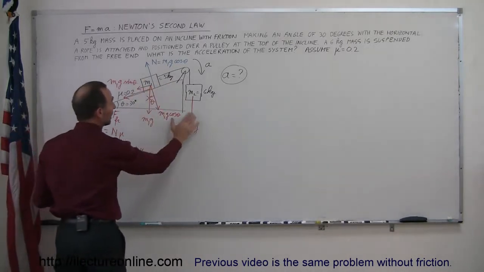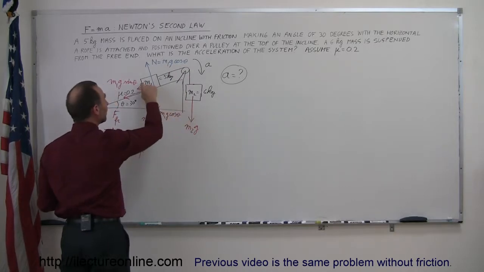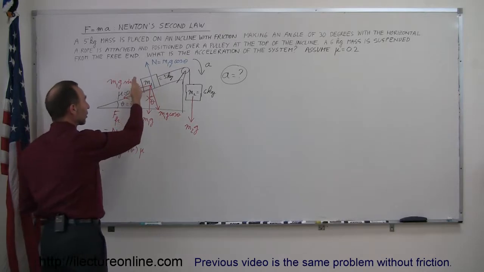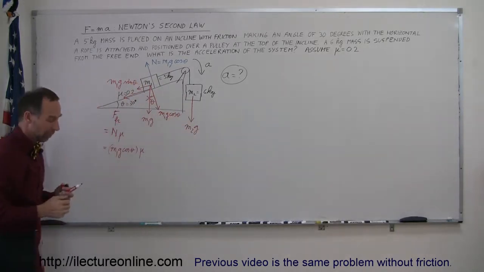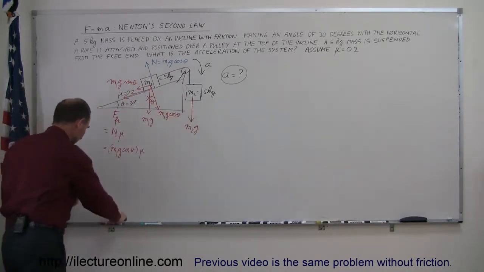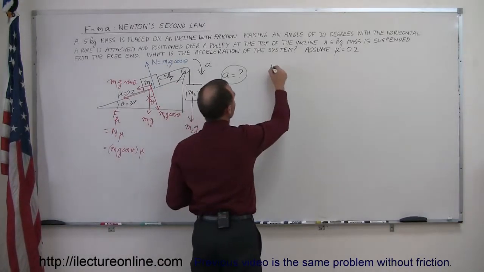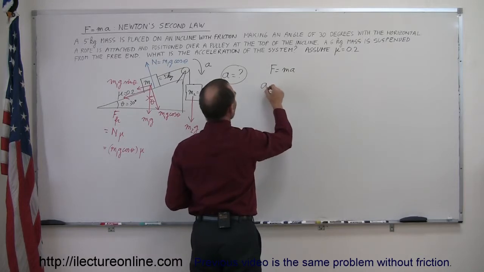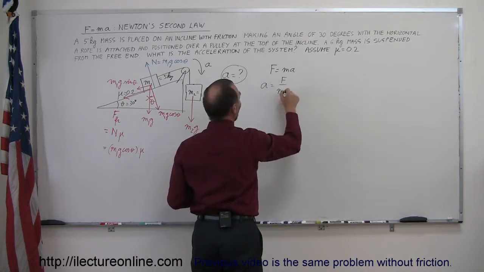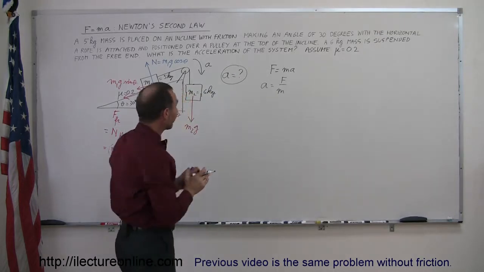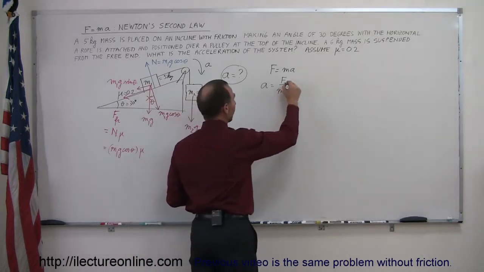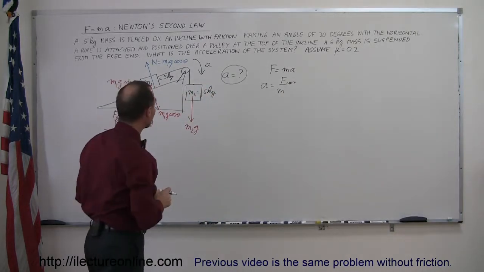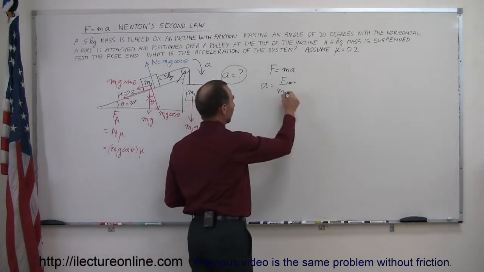Now this force will be aiding in the acceleration. These two forces will be opposing the acceleration. That causes them to be in the negative direction and causes this force to be in the positive direction. So when we write the equation F equals ma, we then rearrange it so we have a equals F over m, understanding that F represents the net force on the system, only the forces that cause acceleration, and m represents the total mass of the system, so we write m sub t.